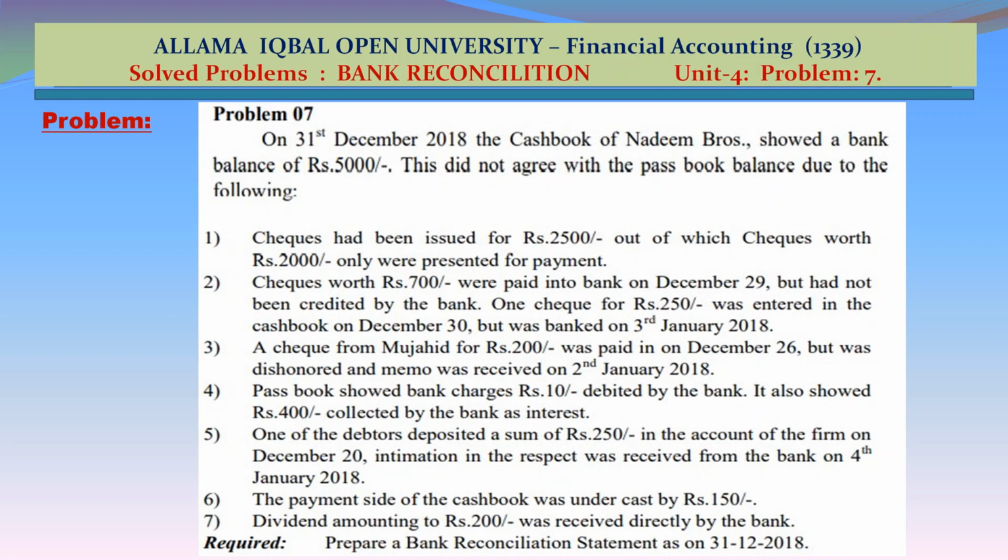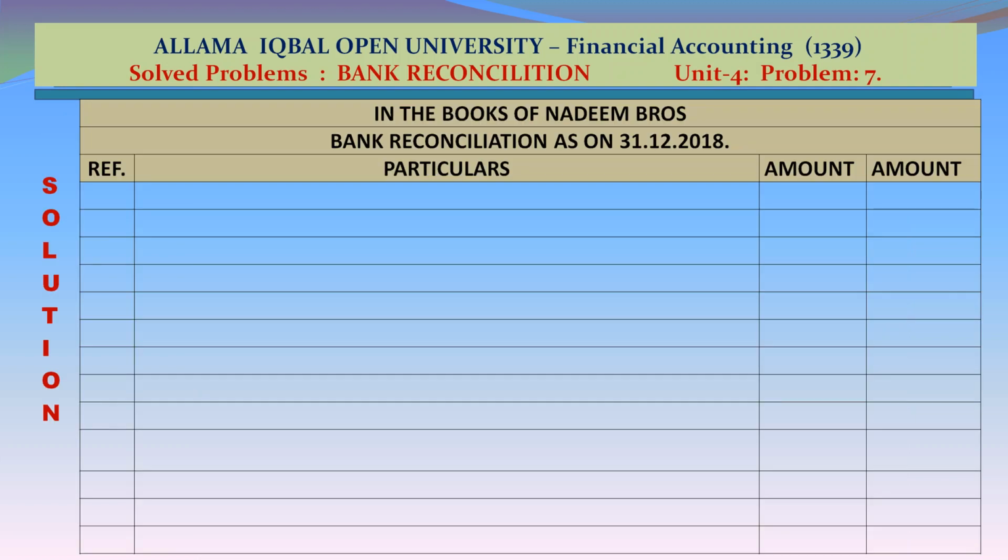5. One of the debtors deposited a sum of rupees 250 in the account of the firm on December 20. Intimation in this respect was received from the bank on 4th January. 6. The payment side of the cash book was undercast by rupees 150. 7. Dividend amounting to rupees 200 was received directly by the bank. Required: prepare a bank reconciliation statement as on 31st December 2018.